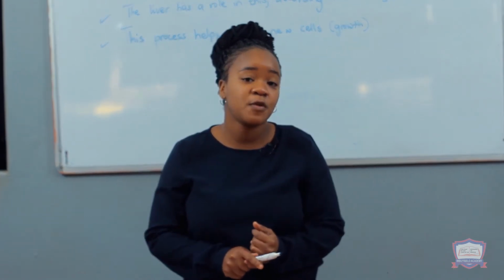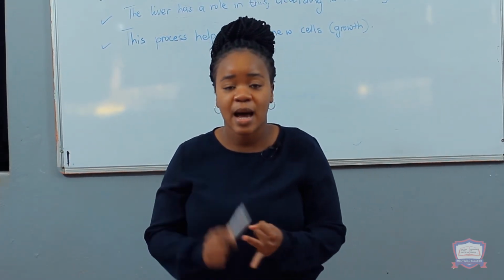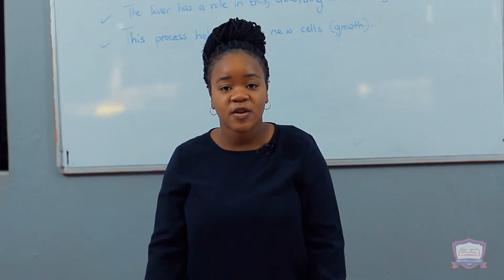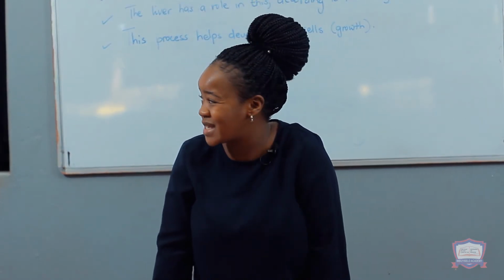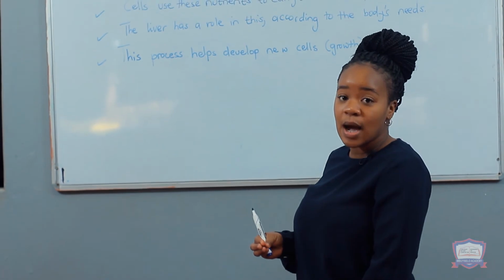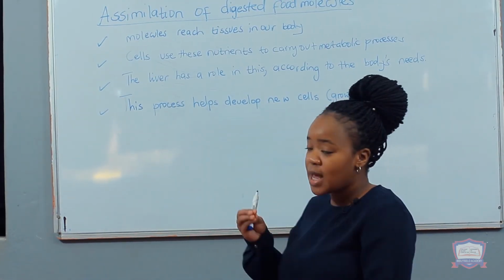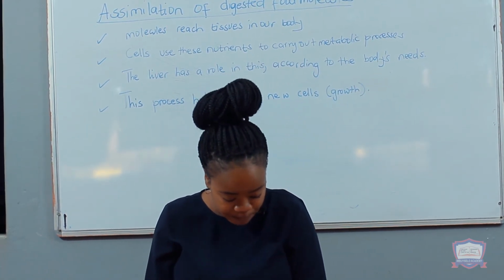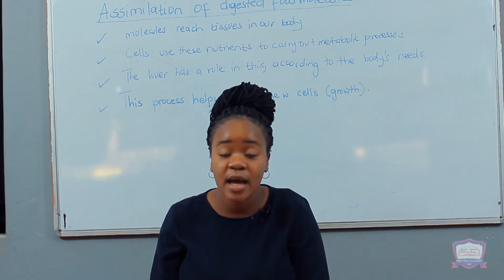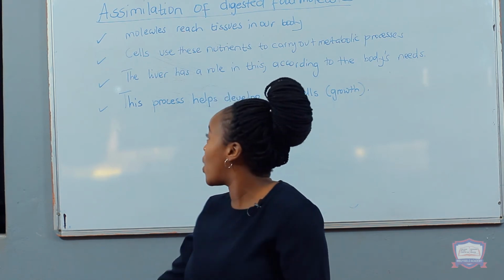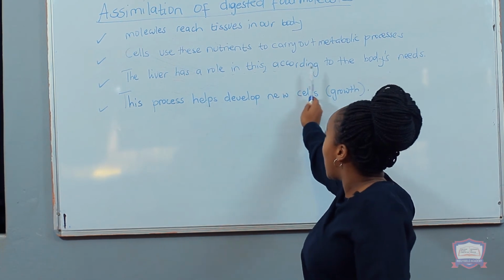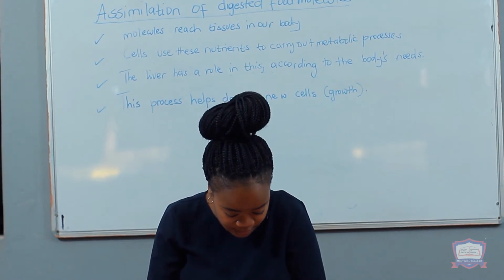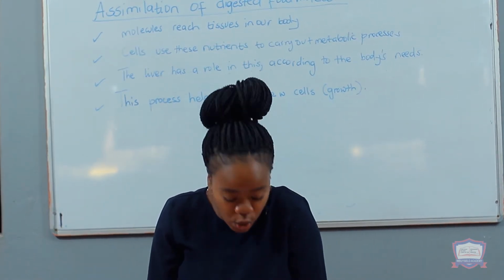Remember, we have digested food molecules such as glucose, amino acids, and fatty acids and glycerol. In the process of assimilation, we want to understand how the cells in our bodies use these nutrients in order to carry out metabolic processes in our bodies. Let's discuss this in further detail, and as we do, I want you to understand how the liver has a role in this assimilation according to our body needs. So let's start with glucose.